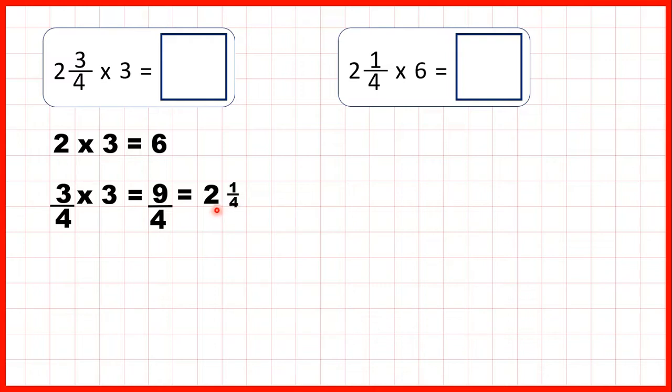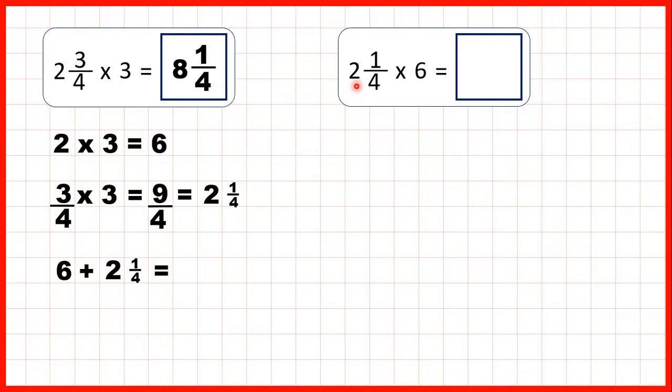So now remember the last step was just to add up our answers. So we've multiplied 2 by 3, we've multiplied 3/4 by 3, so we need to add 6 and 2 1/4. 6 plus 2 is 8, and the quarter stays the same, so our answer is 8 1/4.